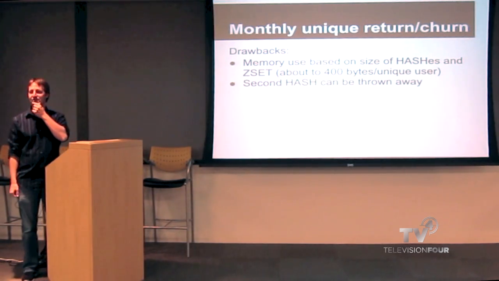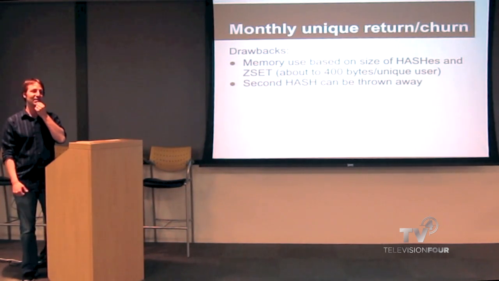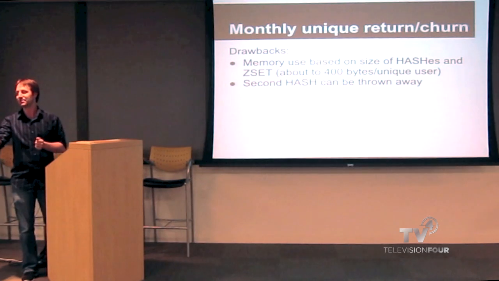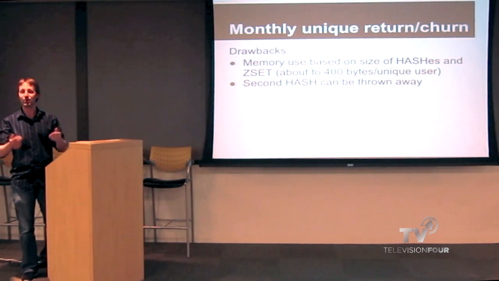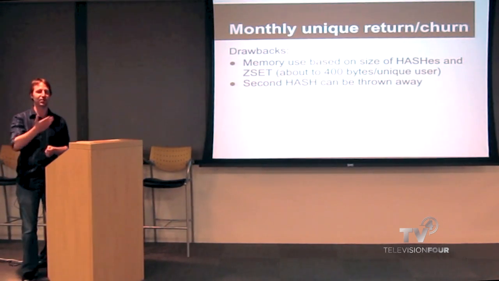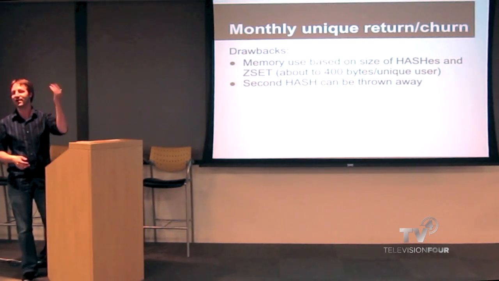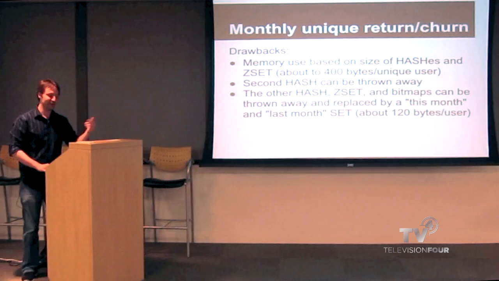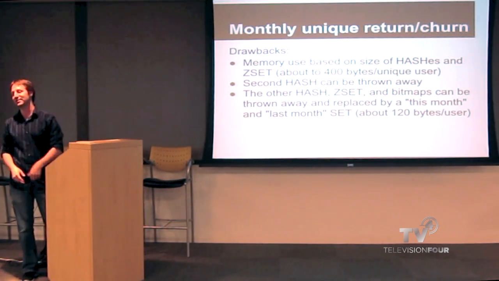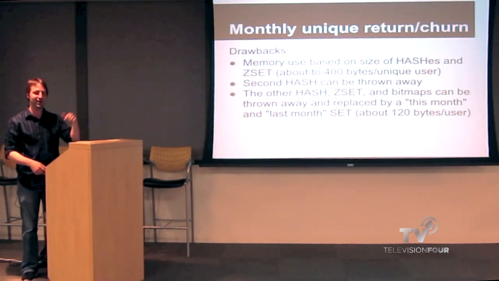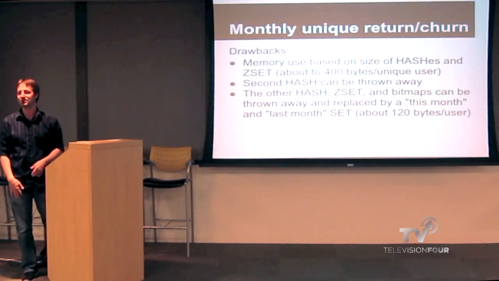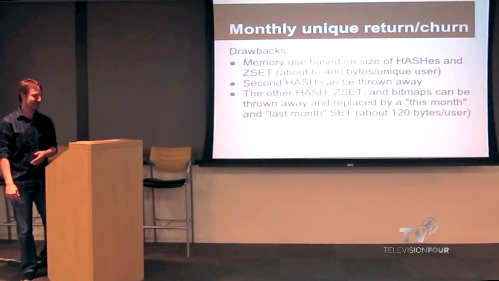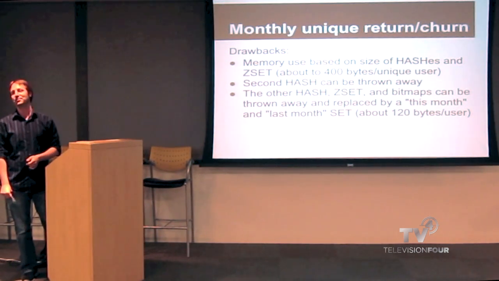But really, the second hash can be thrown away, because rather than mapping from short ID to timestamp in the Z-set, we can instead map from UUID to timestamp and remove an entire hash, and we'll just save memory. But really, both the other hash and the Z-set can be thrown away. We can actually replace all this stuff with just sets and just use set intersections. So we can just store UUIDs, and that gets us down to 120 bytes a user.